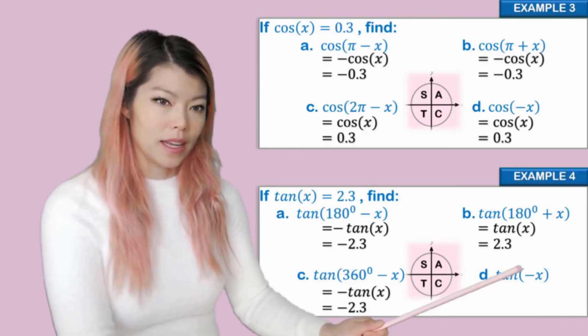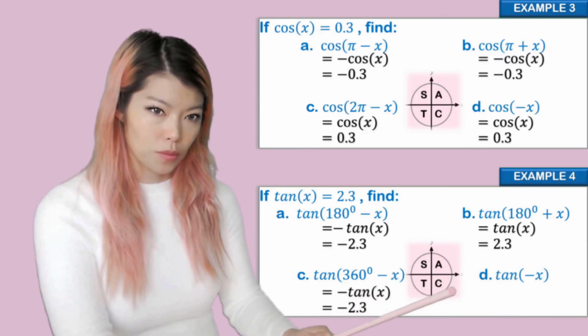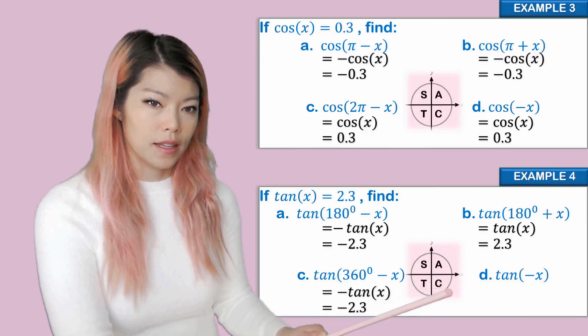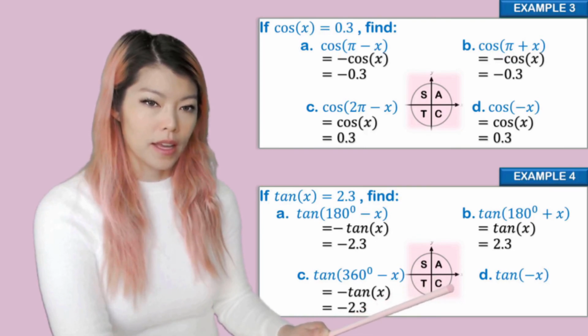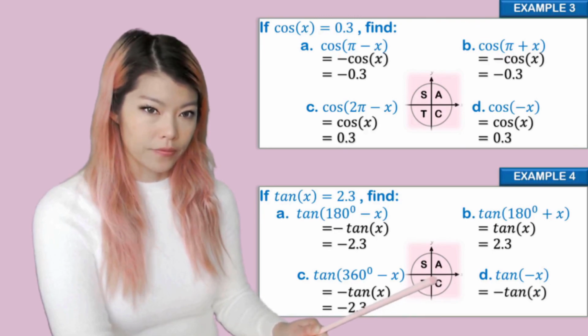So let's do that with tan of negative x. ASTC, which quadrant am I in? Negative x would mean over here, so in the fourth quadrant. Is tan positive or negative? Tan is negative because only cos is positive there. So tan is negative, then we have negative tan x, which is negative 2.3.